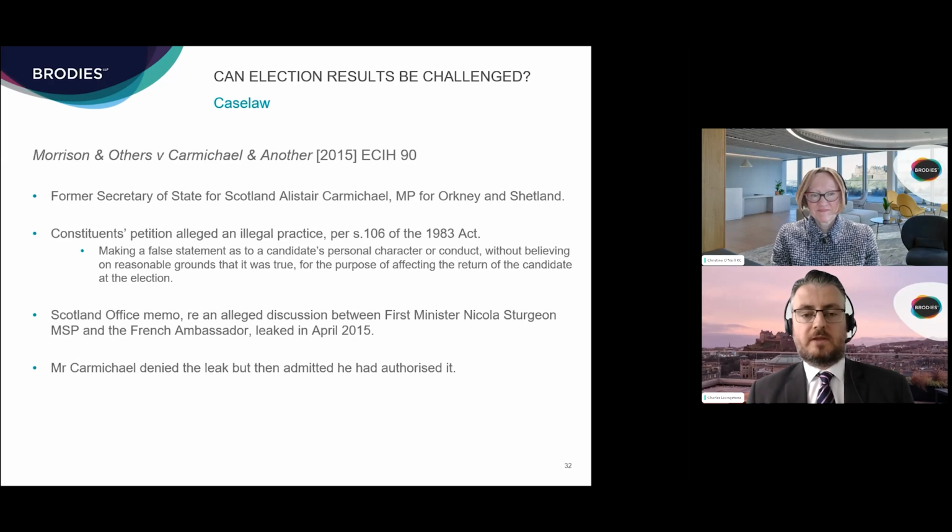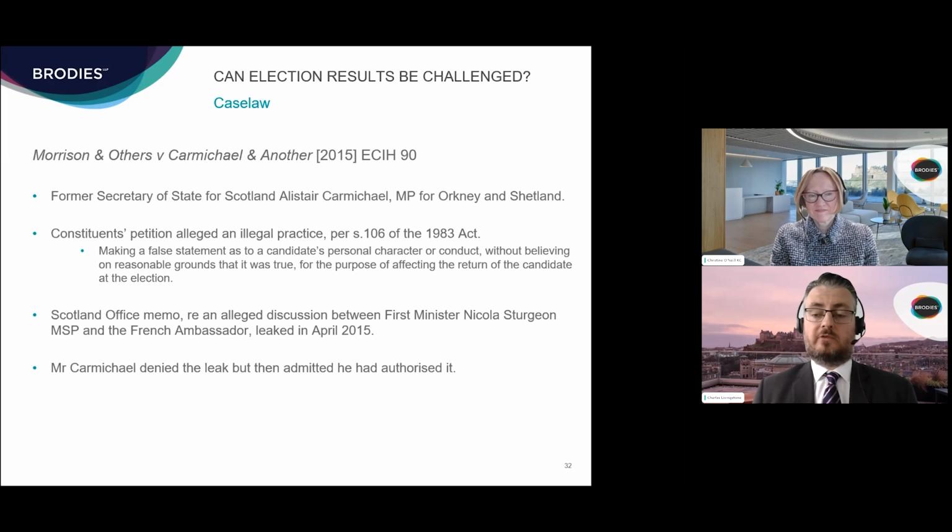So very briefly, the background on that was that there was a Scotland Office memo that purported to record a discussion between the then First Minister of Scotland, Nicola Sturgeon, and the French ambassador, which, to cut a long story short, suggested that Nicola Sturgeon would have preferred, or the SNP would have preferred, the Conservatives to win the 2015 election because that would give them more to campaign against in Scotland. So that was leaked to the Daily Telegraph in April 2015.